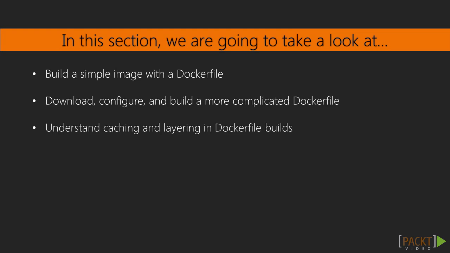We're going to build a simple image with a Dockerfile, download, configure and build a much more complicated Dockerfile, and understand caching and layering in Dockerfile builds. By the end, we'll have built our own copy of themortgagemeter.com, the website that's our day job in this course, and have a good understanding of Dockerfile commands.